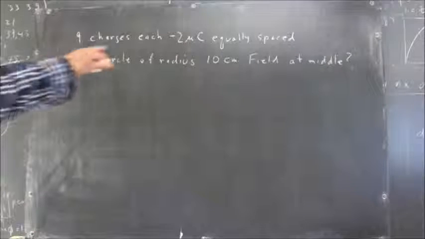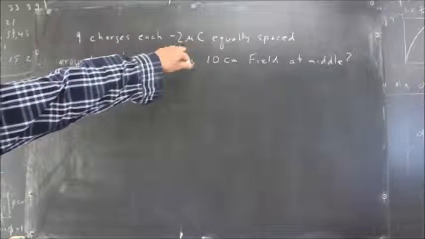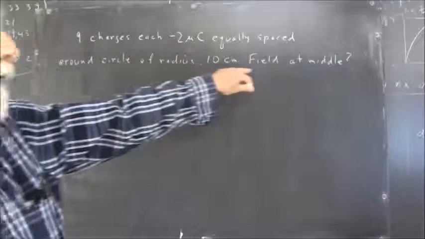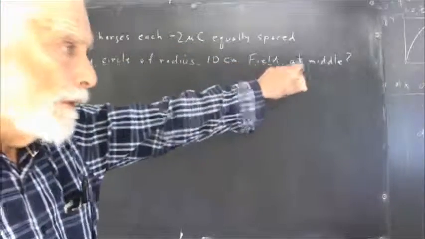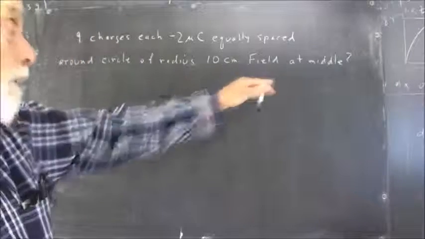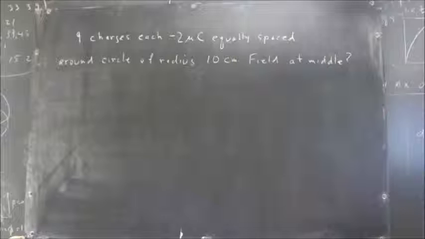Consider the problem with 9 charges, each -2 microcoulombs, equally spaced around a circle of radius 10 centimeters. What's the field, the electric field of course, at the middle of the circle? So you've got to pause and write a few things down.